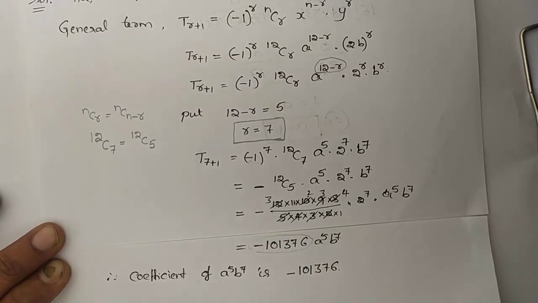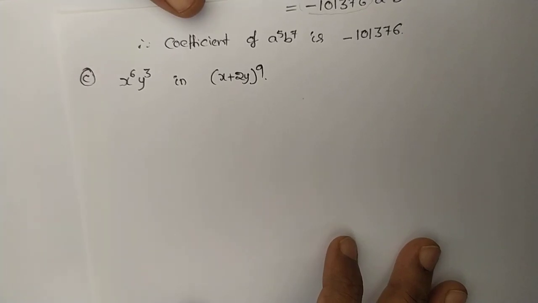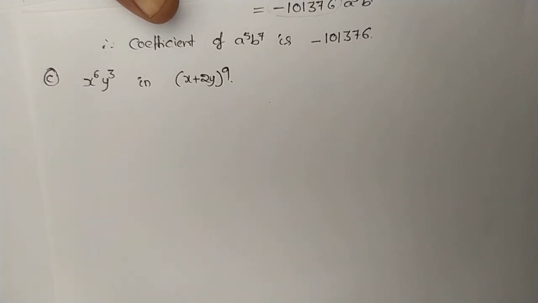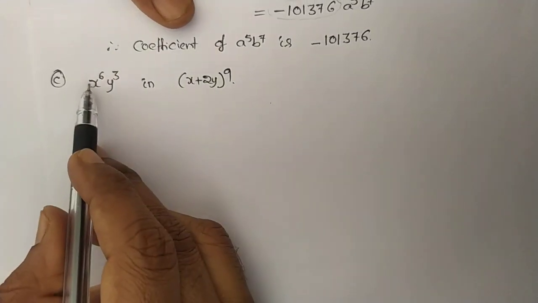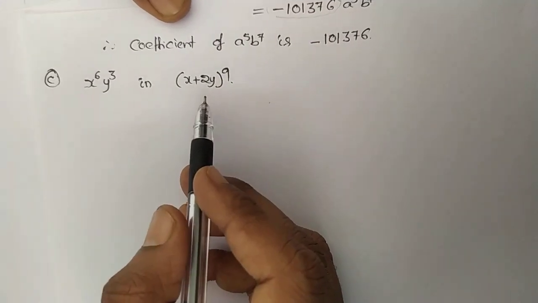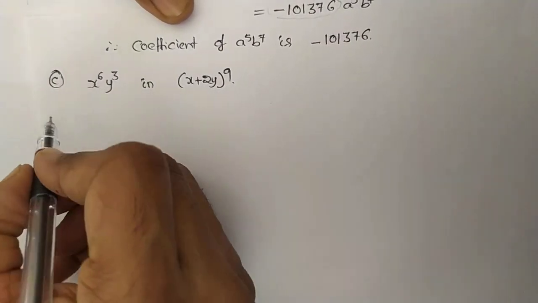Okay, now let us move on to the next question. The next question is also related to finding the coefficient. Here also we have to find the coefficient of x power 6 y cube in the expansion of (x plus 2y) whole power 9. It is the third subquestion, C.